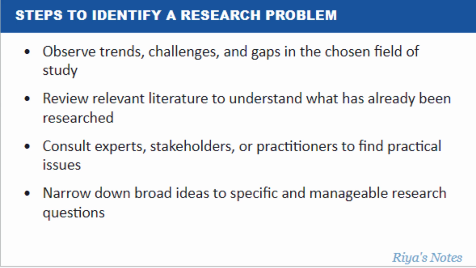Steps to identify a research problem. Observe trends, challenges, and gaps in the chosen field of study. Review relevant literature to understand what has already been researched. Consult experts, stakeholders, or practitioners to find practical issues. Narrow down broad ideas to specific and manageable research questions.